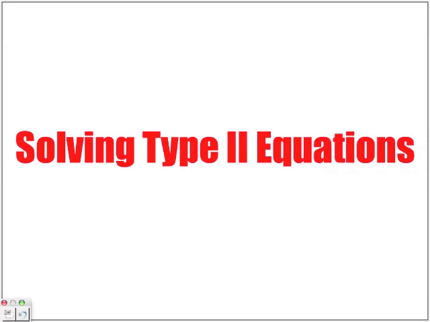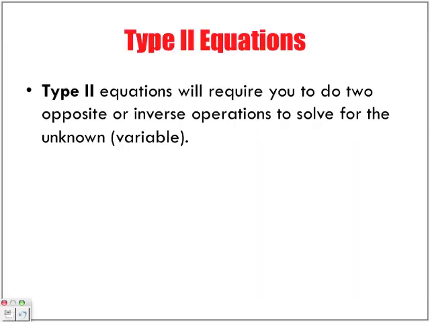Type 2 equations, and think of the number 1 as, well, type 1 involved one movement. So type 2 will involve at least two movements. Okay? So again, we're solving for the variable. So we're solving for x. So type 2 equations will require you to do two opposite or inverse operations to solve for the unknown, which is what we called our variable.